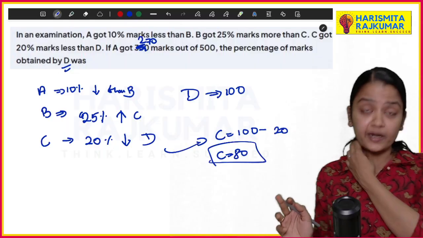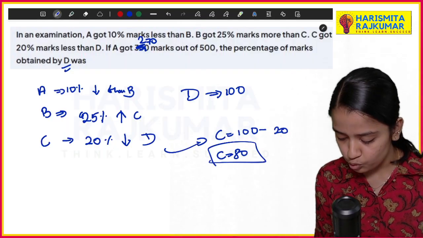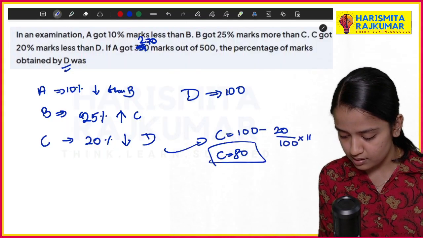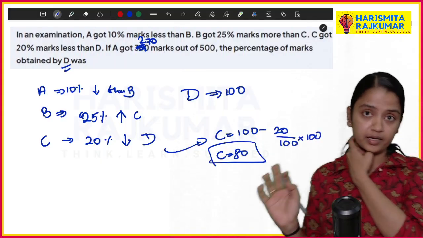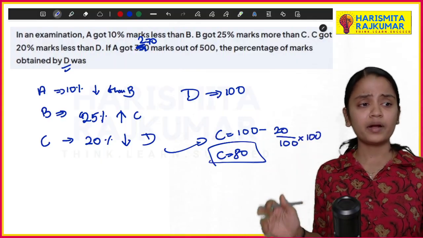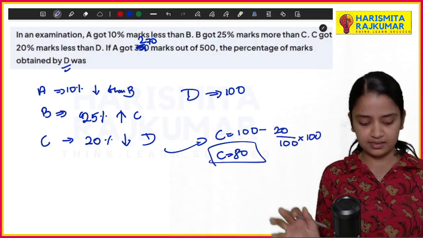Because C is 20 percentage. So basically you have to do this, this is your answer. This is how you have to do it step by step. But you can just do 100 minus 20, you'll get the same answer.